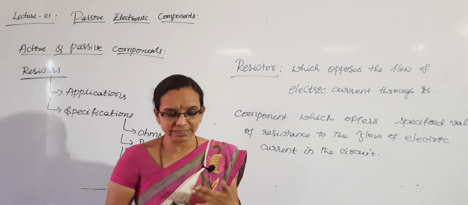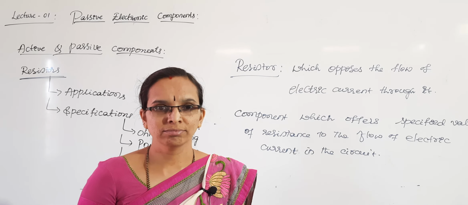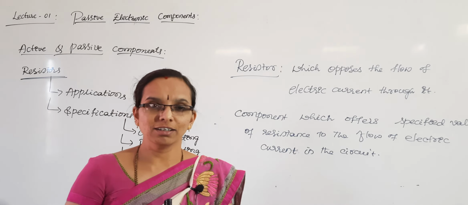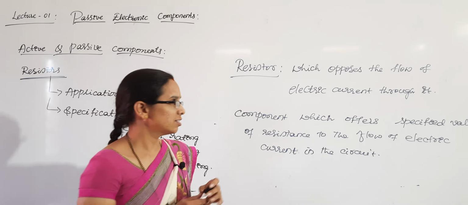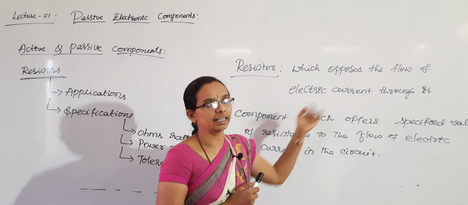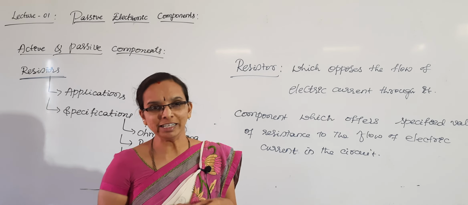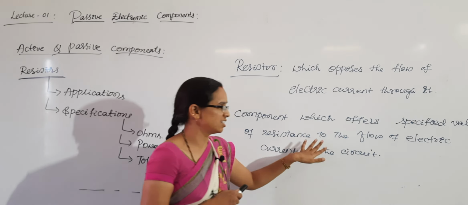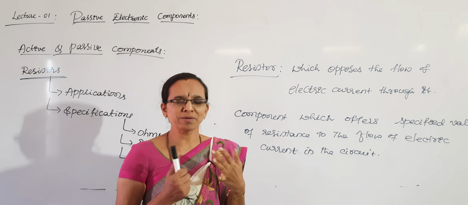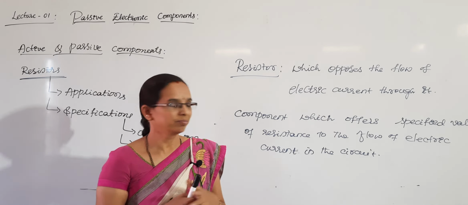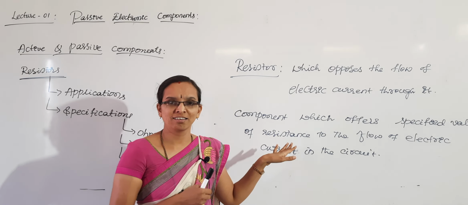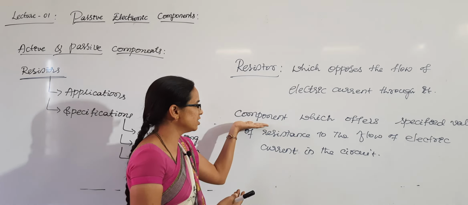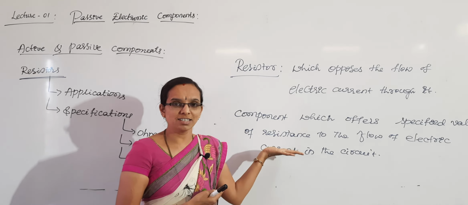If somebody asks you, what is a resistor? You are an electronics student. What will you tell? If you answer that a resistor opposes the flow of electric current, okay, they will leave you. If you answer that a resistor is a passive component which offers a specified value of resistance to the flow of current, they will ask one more question: what is that passive component? And what is that resistance? This answer prompts us to ask more questions.